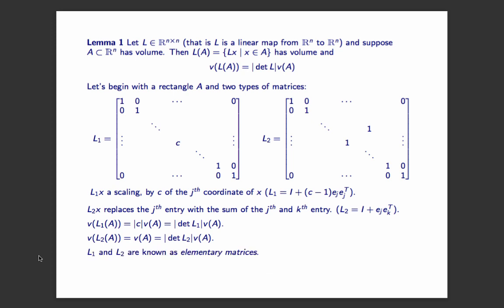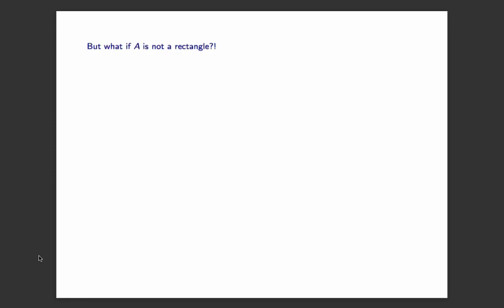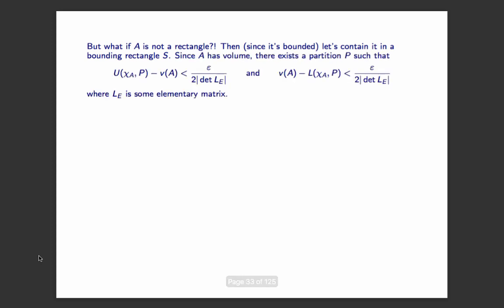Now, L1 and L2 are known as elementary matrices. But what if A is not a rectangle? Well, since it's bounded, it can be contained in a bounding rectangle S. And since A has volume, the characteristic function of A is integrable. And because it's integrable, there is an upper sum and a lower sum arbitrarily close to that integral, which is the volume of A.